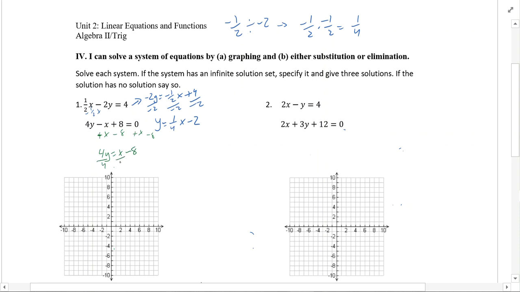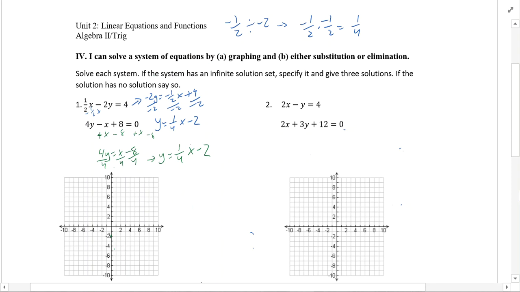Then I'm going to divide everything by 4. So I'm going to get y equals 1/4 x minus 2. And so now if you notice, they're the exact same line. So I only need to graph it once. So -2 is the y-intercept.